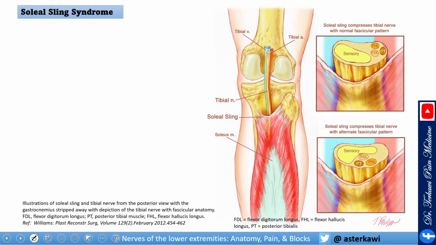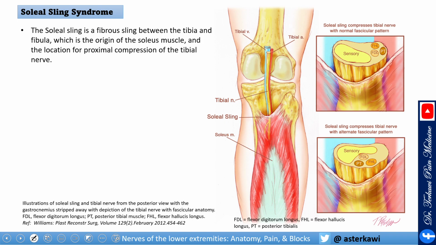Now, what's soleal sling syndrome? So the soleal sling is a fibrous sling between the tibia and fibula, which is the origin of the soleus muscle and the location of the proximal compression of the tibial nerve. So that's basically the sling. That's the fibula, that's the tibia, and as I showed you, the nerve runs underneath that. So basically, this is a normal looking nerve, and this is a more squeezed, compressed nerve.